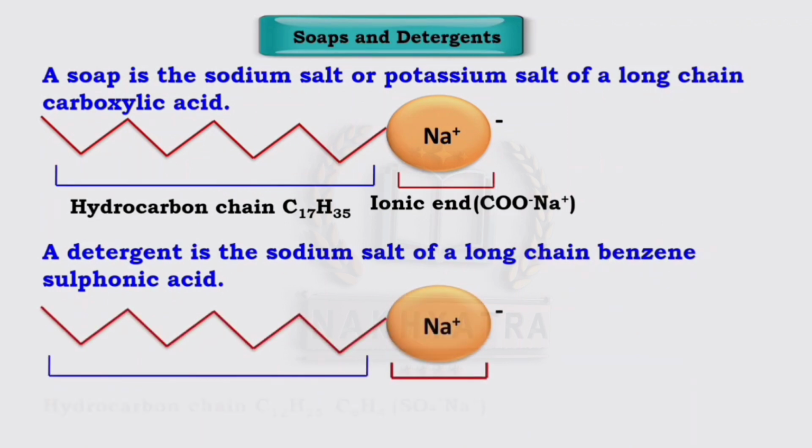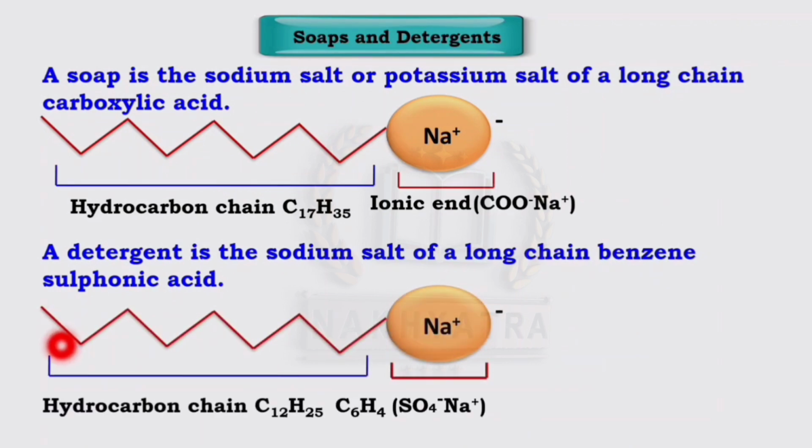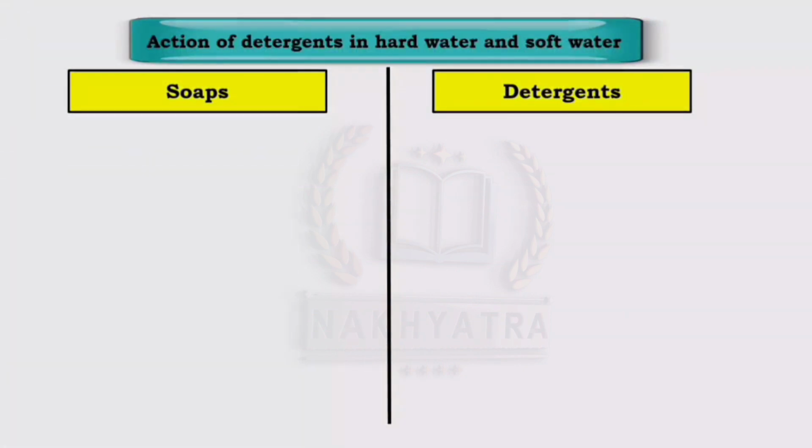And this is the structure. See here, this part is the hydrocarbon chain containing 12 carbon atoms and 25 hydrogen atoms. So the formula is C6H4SO4 minus Na plus. I hope everyone is clear. Next we will see the actions of detergents in hard water and soft water.